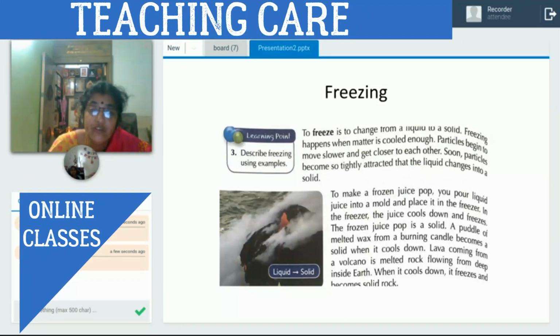Next, freezing. So you know, what is meant by freezing? To change from liquid to solid. So freezing happens when matter is cooled enough, right? But what actually happens during freezing? You read this. Tell me, what will happen to the particles? Freezing means liquid to solid, right? When you freeze, what happens to the liquid particles? They move slower and get closer to each other.